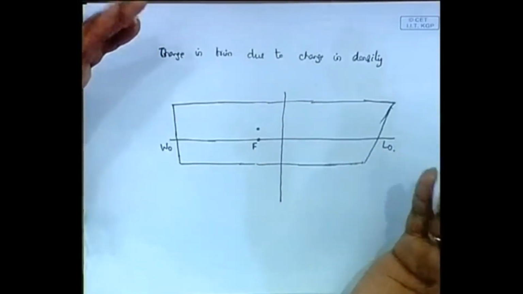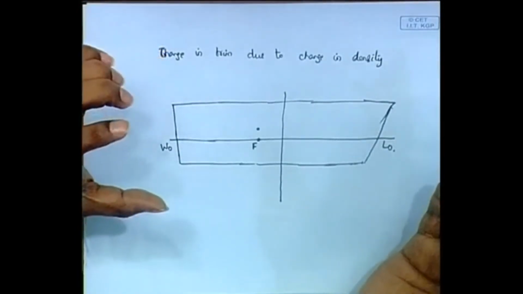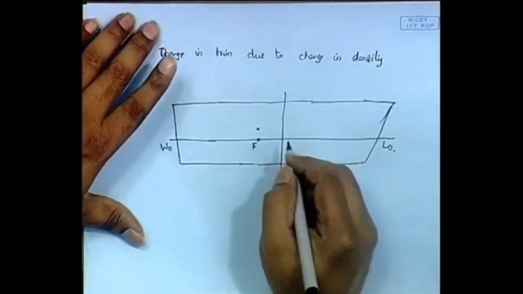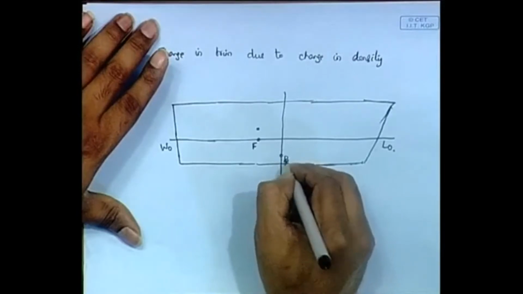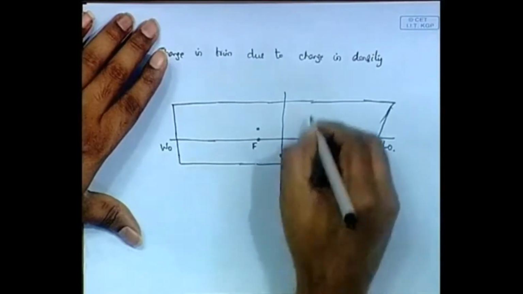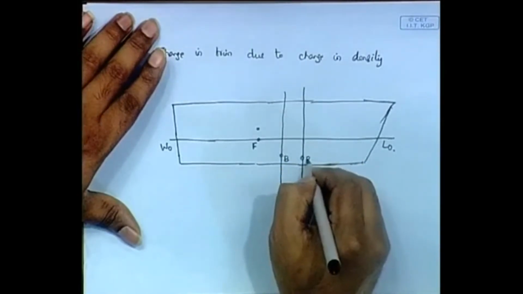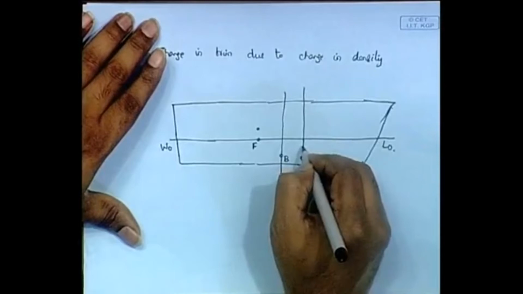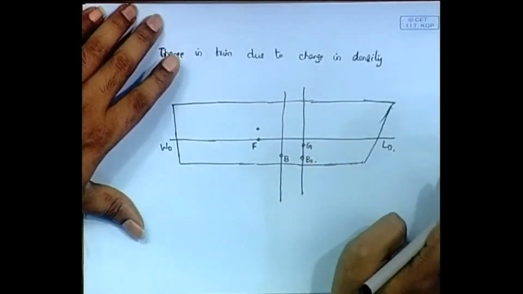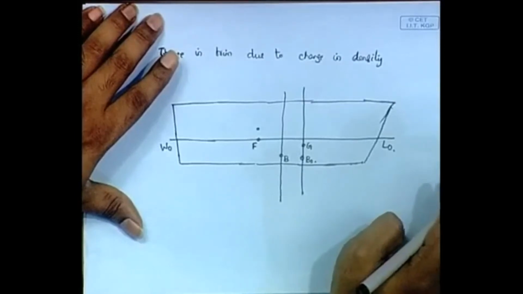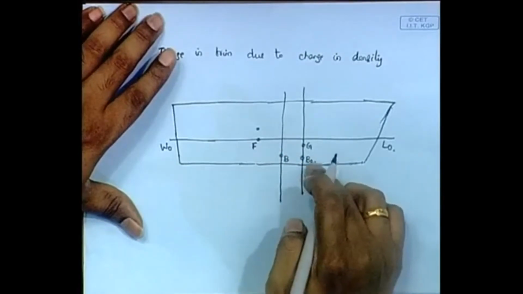Let's say that initially it's in a condition such, it will always be in a condition such that G and B will be in the same vertical line, because otherwise it will trim further. So let us suppose that this is the initial B. Okay, let me draw it here. Let us suppose that this is the initial position, B0, then G is not changing here. This is the initial state. The ship is initially at center of flotation F, B0, G.